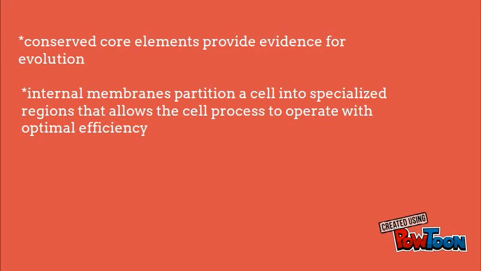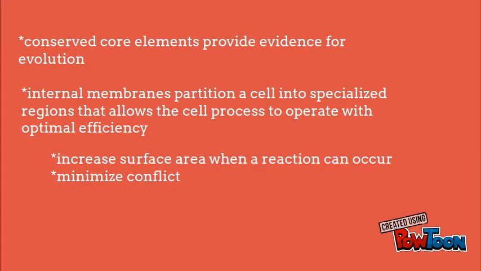Internal membranes partition a cell into specialized regions that allow the cell processes to operate with optimal efficiency. They do this by increasing the surface area where a reaction can occur, and they minimize conflict within the cell.